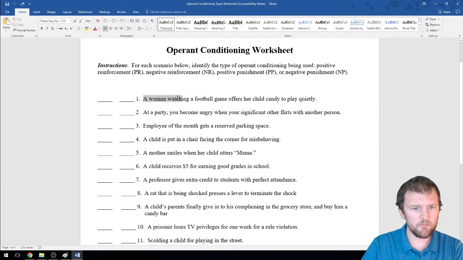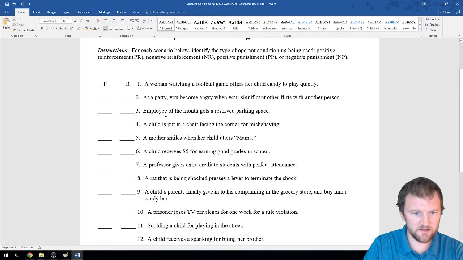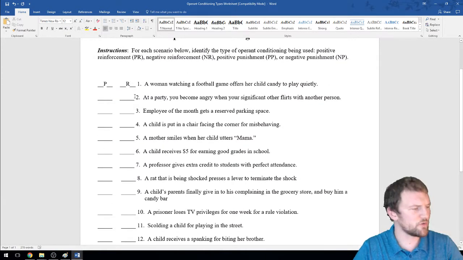So number one, a woman watching a football game offers her child candy to play quietly. And the first question you ask yourself is, is something being added or taken away? In this case, the woman is adding candy, so it's going to be positive. And then the second question you ask is, is that going to decrease or increase the behavior? So is playing quietly going to increase or decrease in frequency because of the candy? It is going to increase, so that would be positive reinforcement. Some of these, I need to write these myself. I took this from online, and some of them aren't very straightforward. When I do give a quiz, it'll be really straightforward.